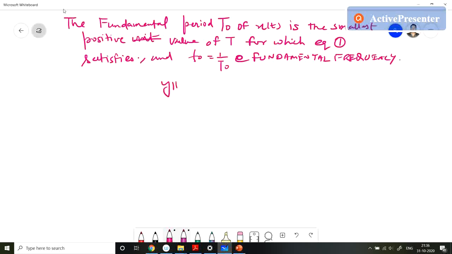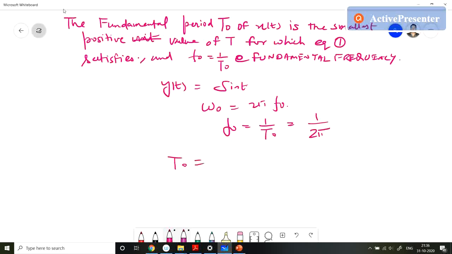So if we have y(t) = sin t, then the fundamental angular frequency is omega naught = 2 pi f naught, and f naught is basically 1 divided by T naught, which is 1 divided by 2 pi. So the time period is 2 pi.